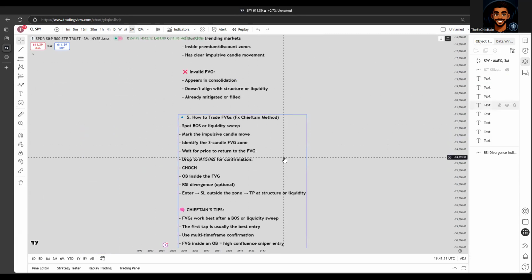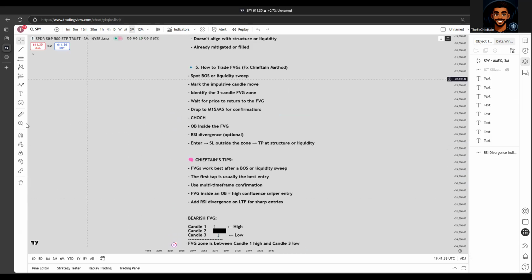How to trade fair value gaps, the cheating method, like I'm teaching you the edge. You want to spot a break of structure or a liquidity sweep around that area. You want to mark out the impulsive candle move, that's in the form of an order block. You want to identify the three candles that form an FVG zone. Wait for price to return to the fair value, drop to the 15 minutes or the M5 for confirmation, a change of character. That's a lower time frame shift inside of the fair value.